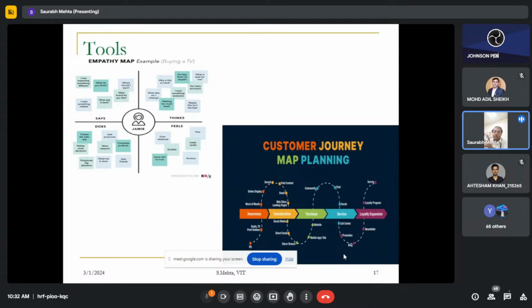And then you can see the loyalty expansion. And you will see there are some people who are diehard fans of a certain brand. They only buy things from that particular brand. How does that come? Because of this kind of customer journey.